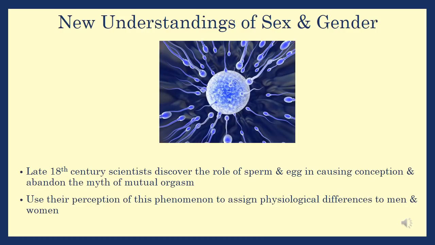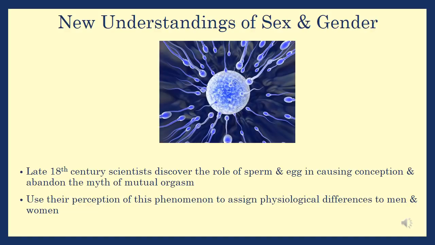So if you can remember all the way back to our lecture on sexuality in colonial America, we discussed early on the myth of mutual orgasm and how scientists believe that in order for a woman to conceive a child, both she and her husband needed to orgasm simultaneously. So by the time we get into the late 18th century, scientists at this point have discovered the role of the sperm and the egg in causing conception, and they've abandoned this previous myth.